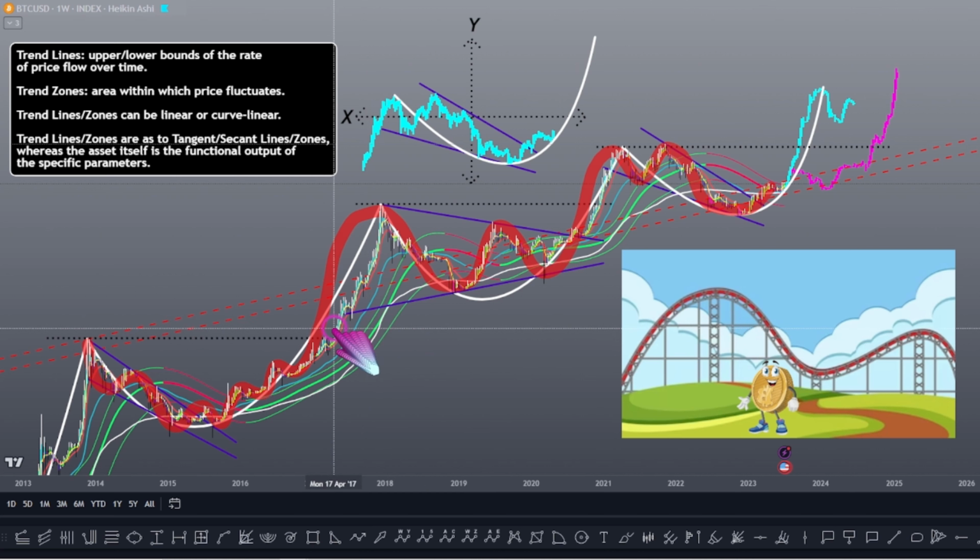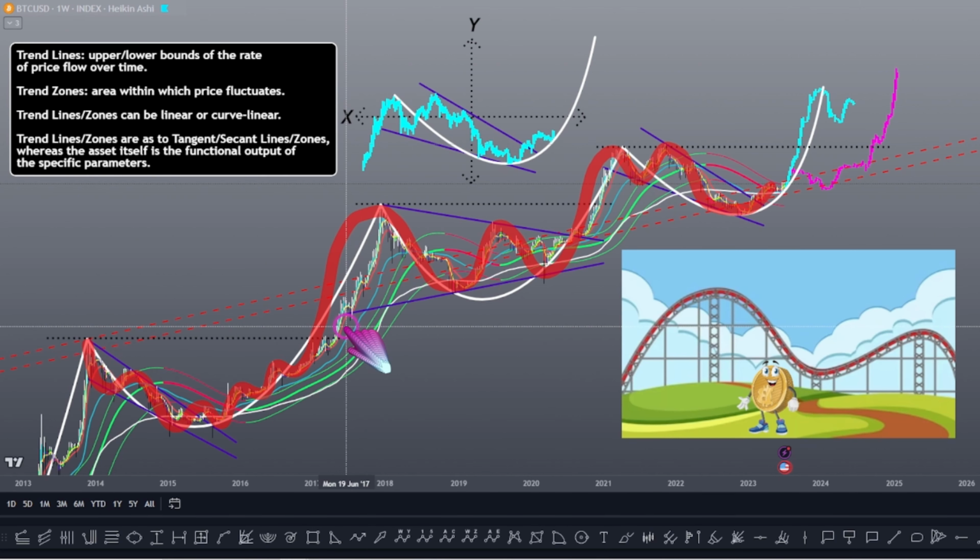But nonetheless, I'm using these purple lines in the sense of tangent lines, representing the rate of change of the bullish consolidations. Some of them are really just bear markets, but I'm going to call them bullish consolidations. These are basically trend zones, the area the price fluctuates in, that acts as the average, especially if you look at it in terms of secant lines, the average rate of change of the specific interval. It's also an integral too if you think about it in a calculus way.